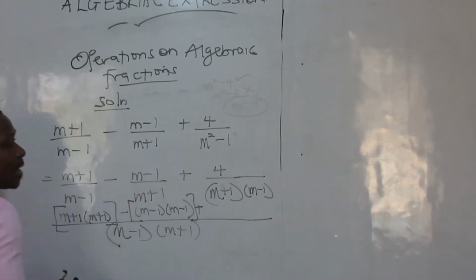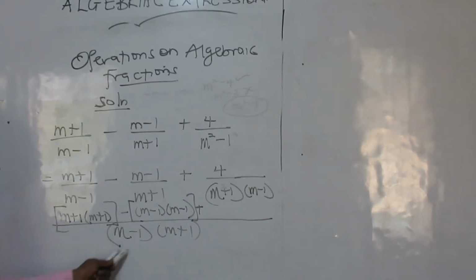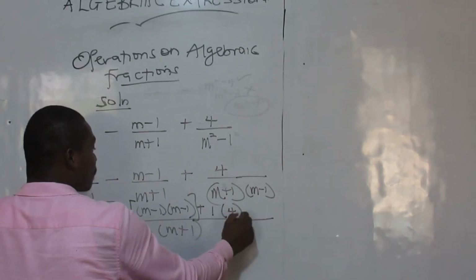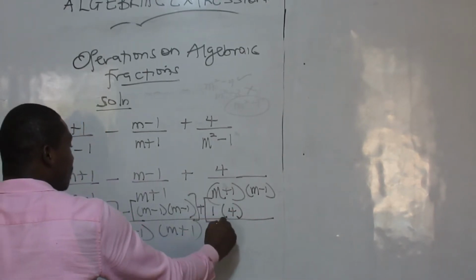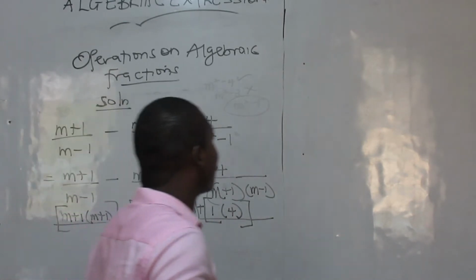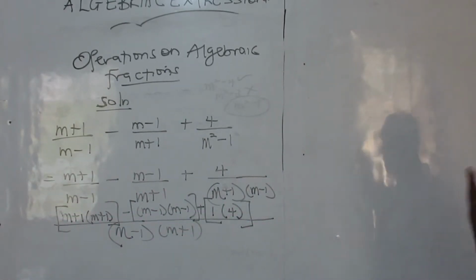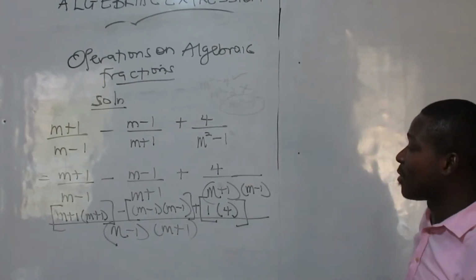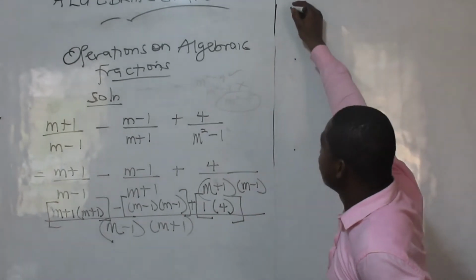Good. Now m plus 1, m minus 1 all into this. You'll be left with a single 1 by 4. So take note, single 1 by 4. Good. So that is it. So always learn to use brackets, because if you're lacking brackets, your trouble can start.